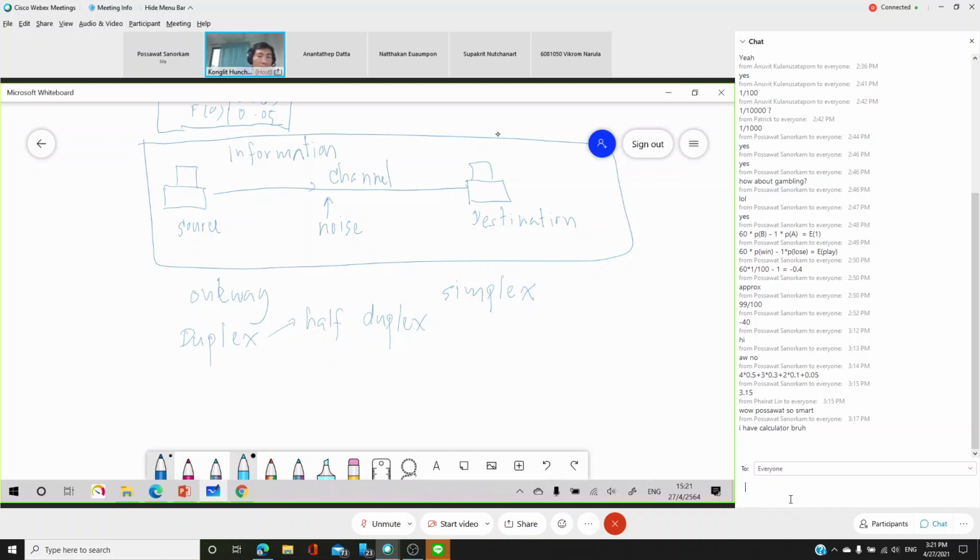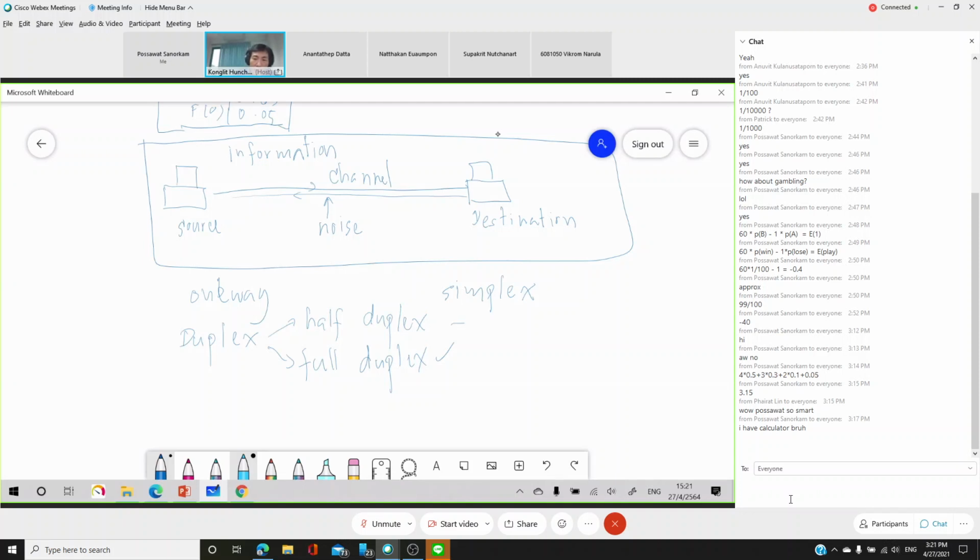But most communication today is full duplex. That means you can listen and speak at the same time. That means we need to have at least two channels, one going to the left, one going to the right. This way, two persons can speak at the same time, and that's called full duplex communication.